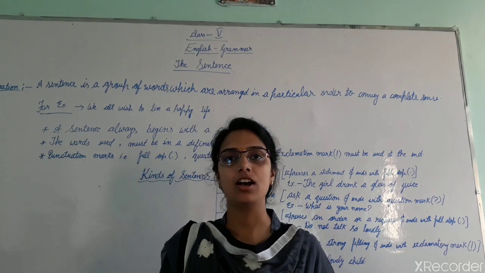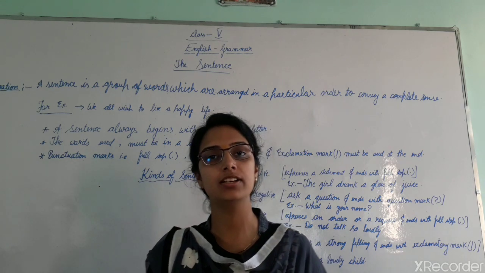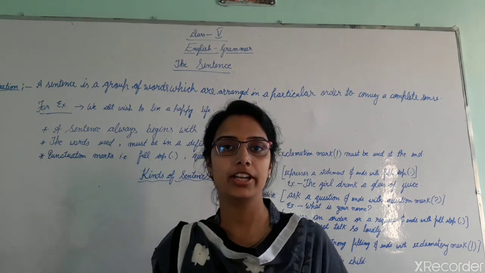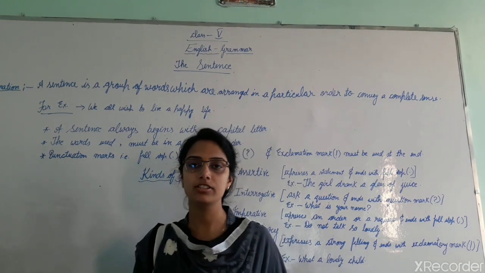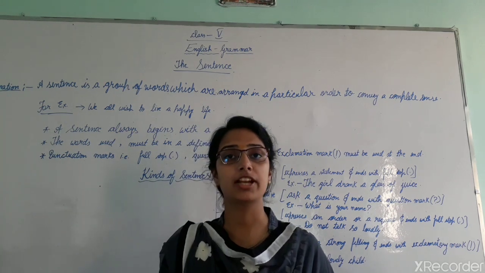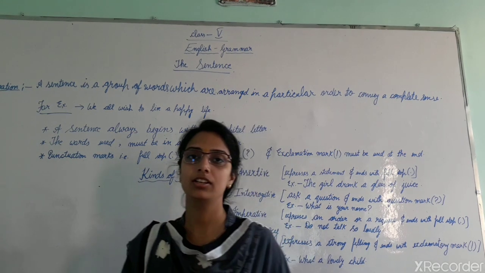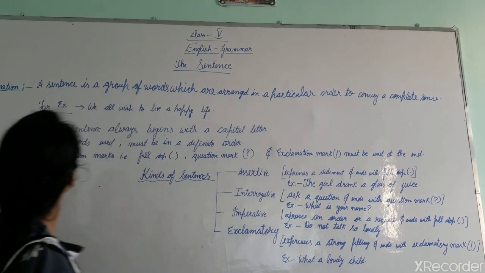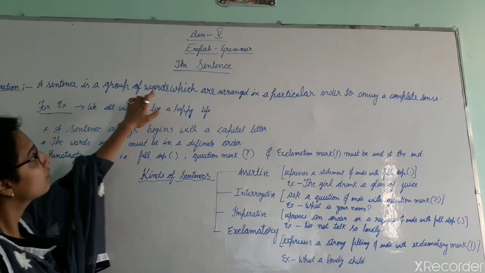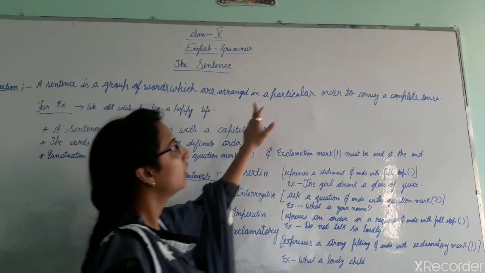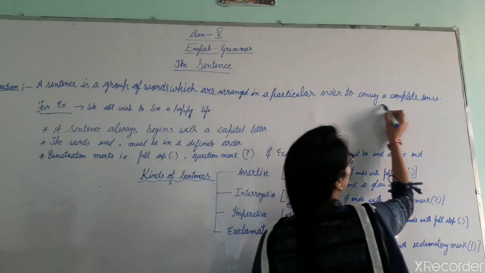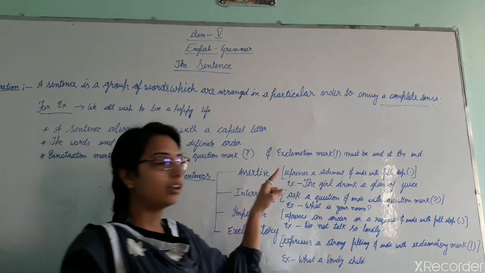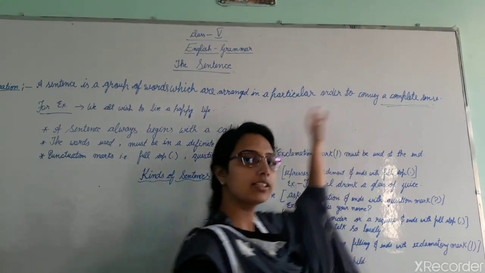So let us take our first chapter of your grammar book, which is a sentence. Every day we express our thoughts in a written as well as in a speaking way. The words which are arranged in such a way that make a complete sense, it is only a sentence. So let's start with the definition. A sentence is a group of words which are arranged in a particular order to convey a complete sense. The words which are arranged in a particular order which makes a complete sense is a sentence.